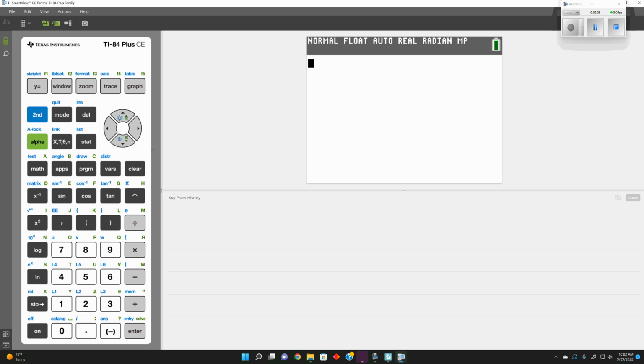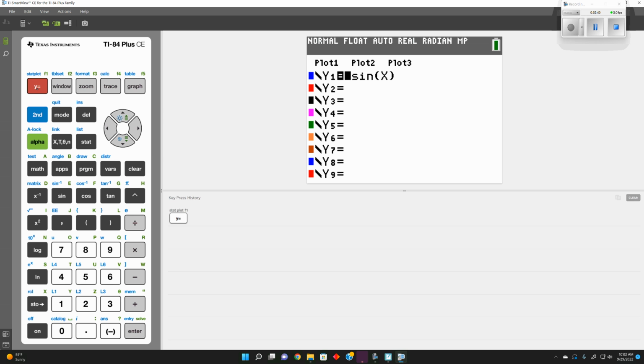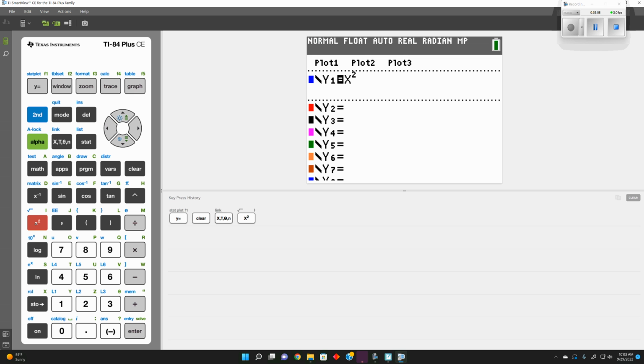The first thing we want to hit on the graphing calculator is the Y equals. If we have something there, we can clear it out. Now we want to type that function in, x squared minus x minus 6. The button right next to alpha will give us x. Then we can say squared, minus x minus 6.